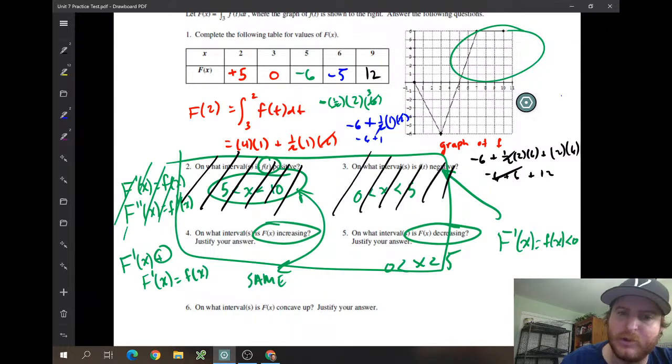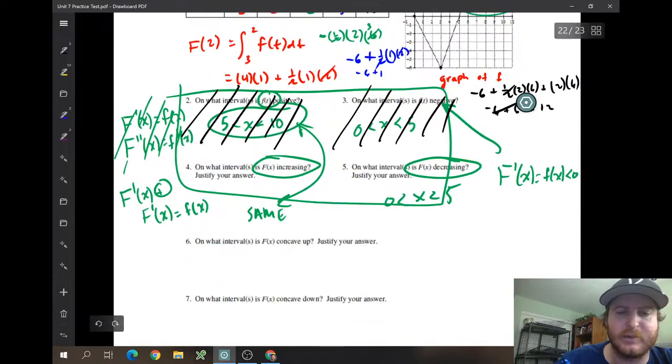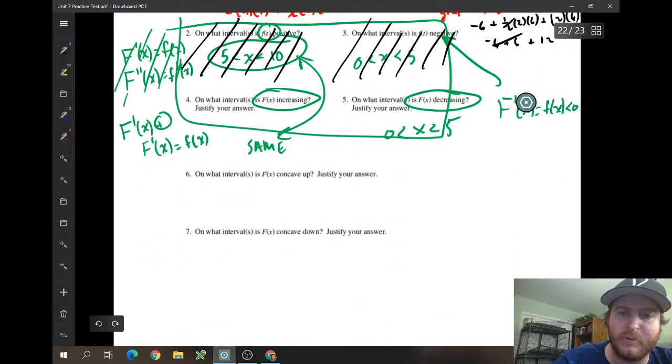But you want to know how easy it is to do, right? Just set big F prime equal to little f, and then where is that below the axis, or where is that above the axis? Then on what intervals is big F of x concave up? So big F double prime of x concave up would be when it's greater than 0. Well, that's equal to little f prime of x.